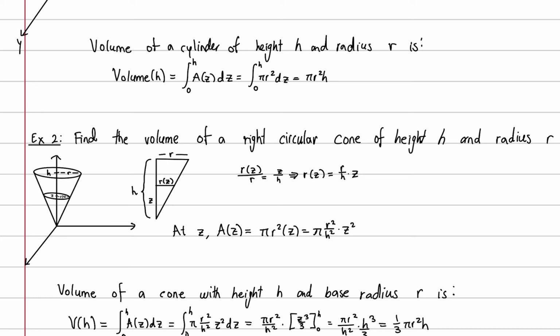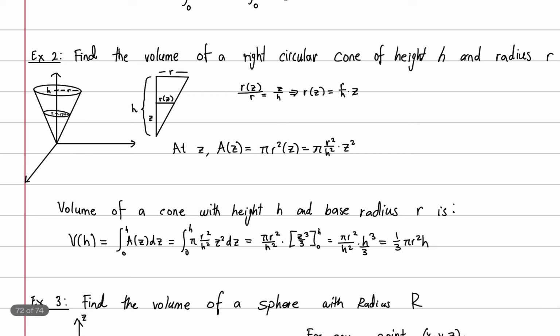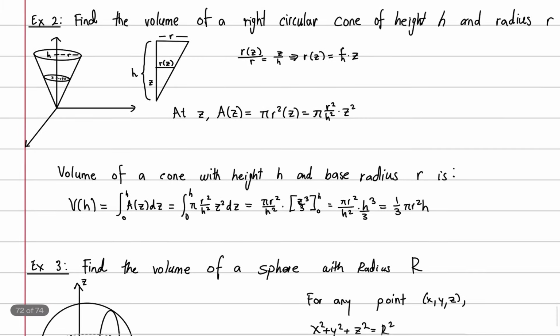Why do we want that? Well, the reason is because in order to find the area, we need the radius, and in order to find the volume, we need the area function. But it has to be a function of z or x or y, whatever variable we're integrating with respect to. So at z, the area is pi times r of z squared, which is pi r squared z squared over h squared. So if we integrate from 0 to h, which is our bounds, then we get our volume.